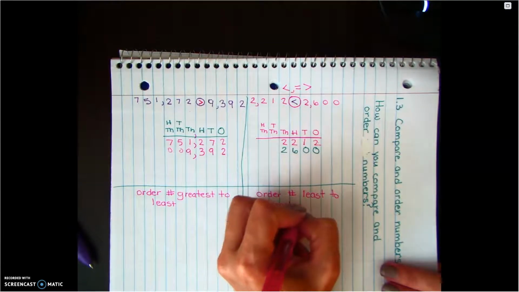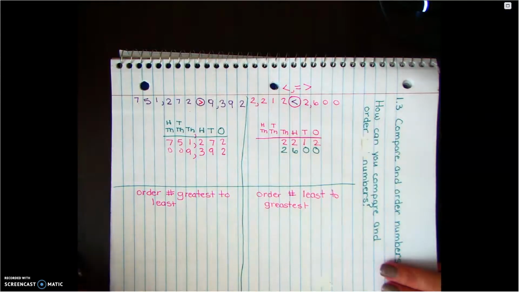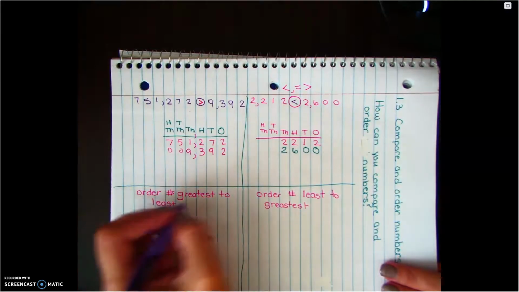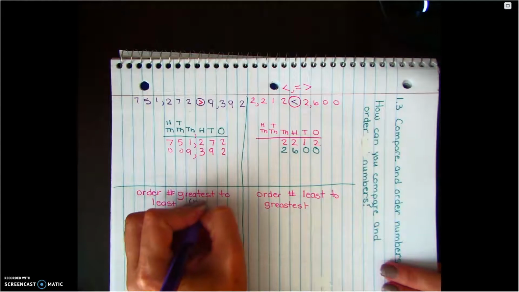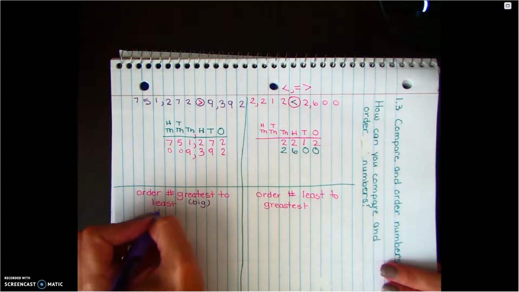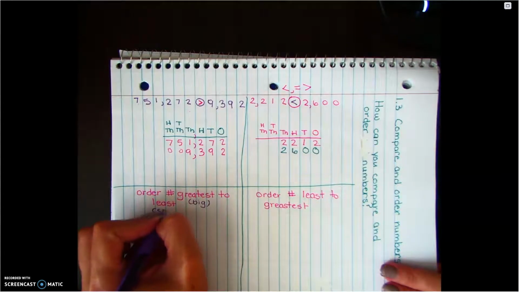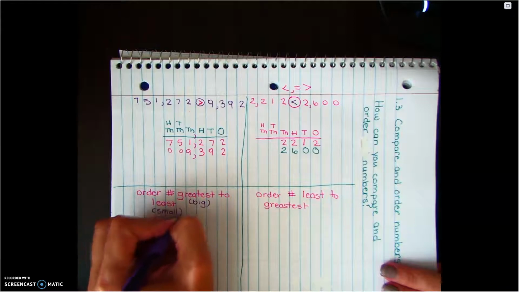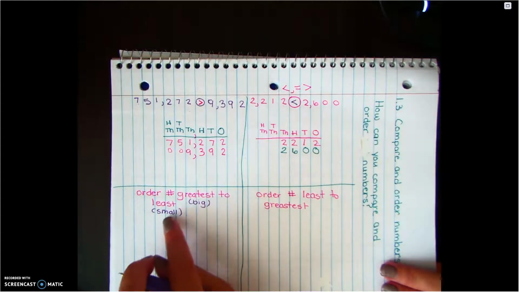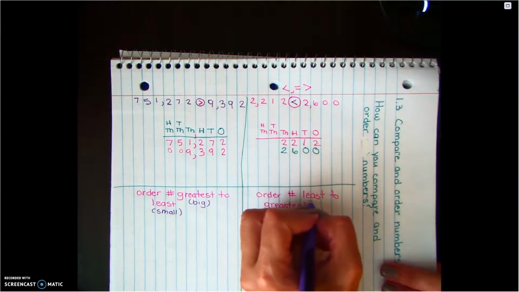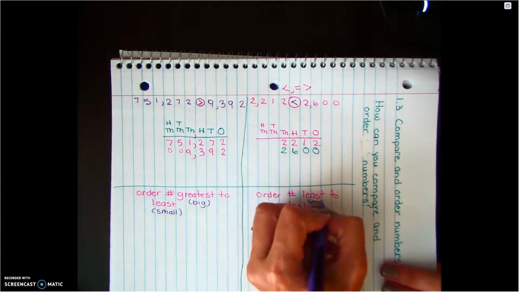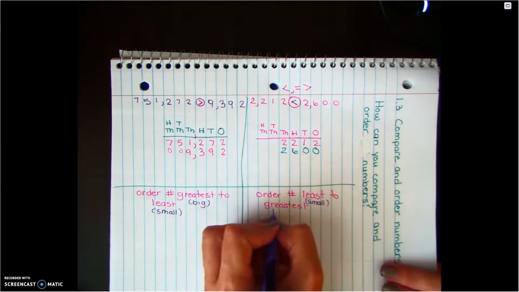Okay, so we've got some math words in there. So with our math words, greatest is the biggest, least is the smallest. So this one we're going from the biggest to the smallest, and this one we're going from the smallest to the biggest.